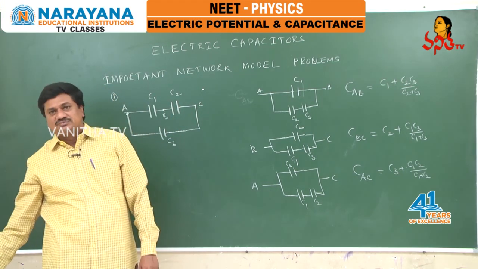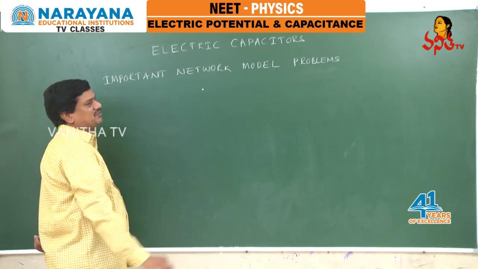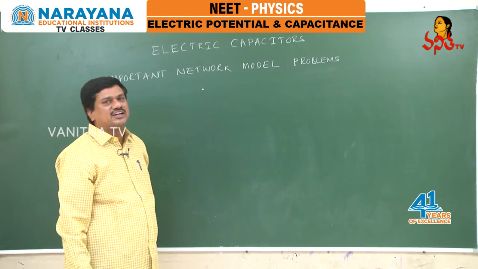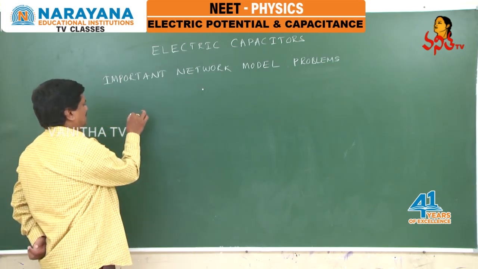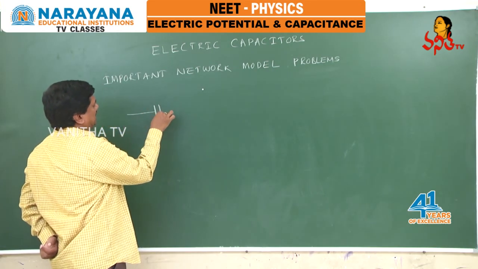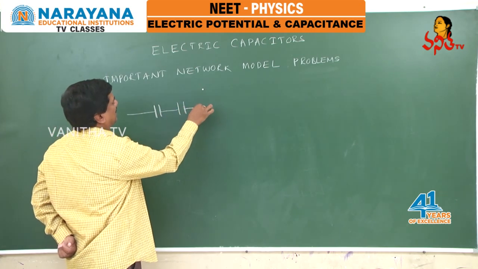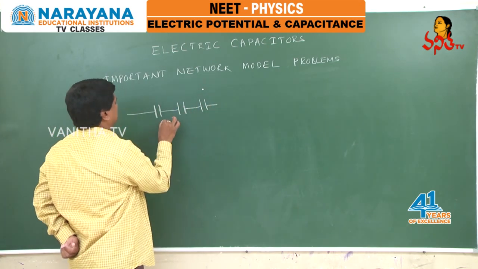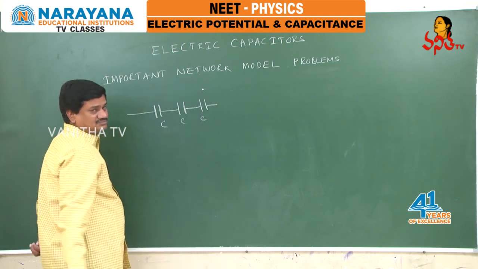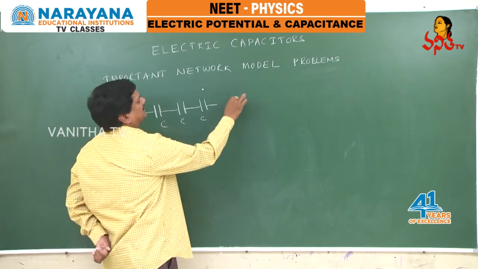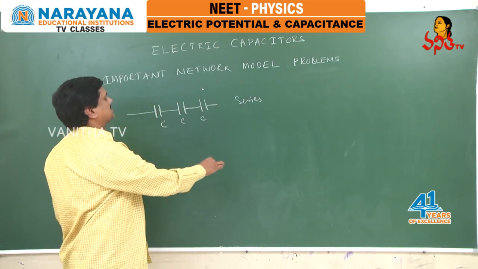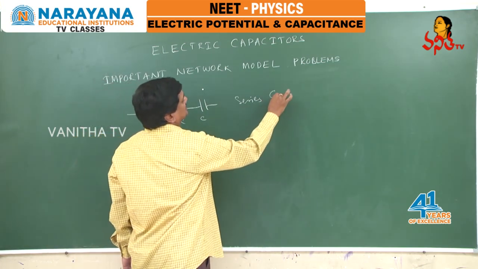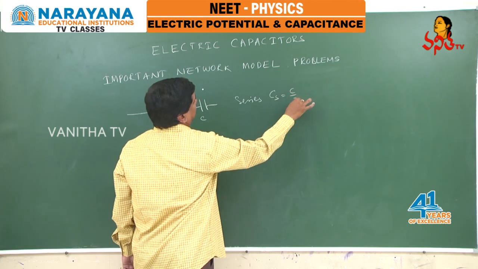After this, sometimes we may be confused whether the capacitors are connected in series, parallel or mixed. Say if 3 capacitors are joined like this, for our convenience I am assuming that all are identical C. No doubt, clearly it is a series combination. So the effective capacitance of the combination is C by 3.